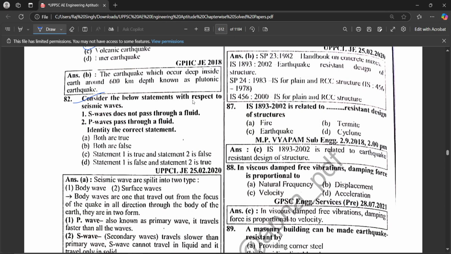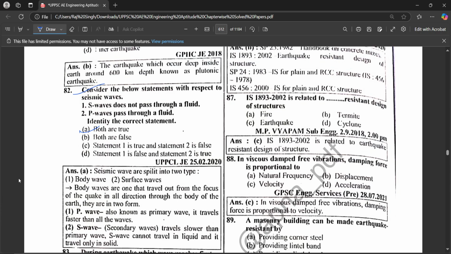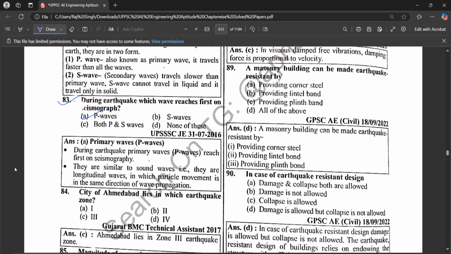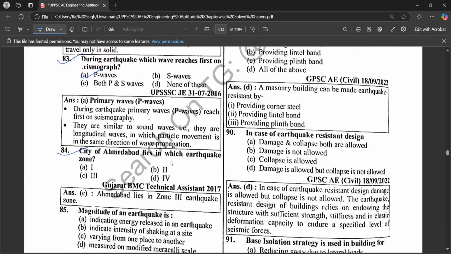Consider the following statements with respect to seismic waves. S wave does not pass through a fluid. P wave passes through fluid. Hence, one statement is wrong. Both statements are true. Next. During the earthquake, which wave reaches first on the seismograph, which is the P wave. City of Ahmedabad lies in which earthquake zone, which is the third zone.